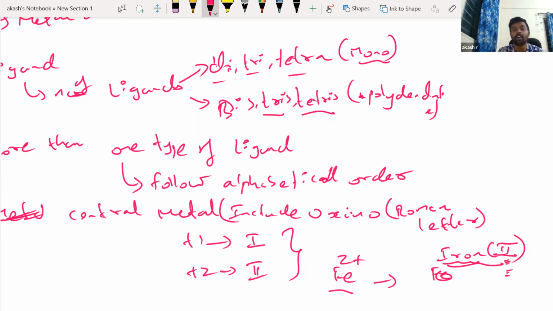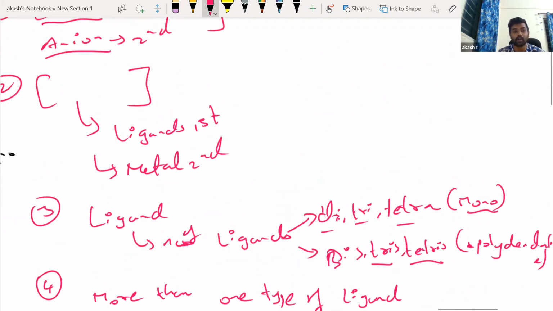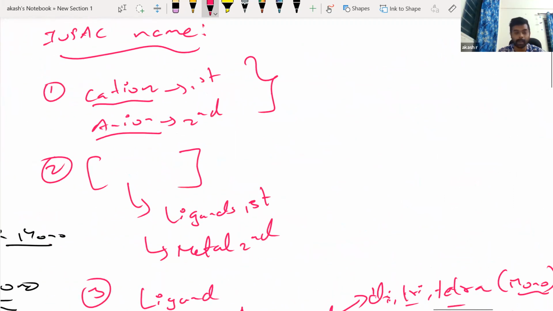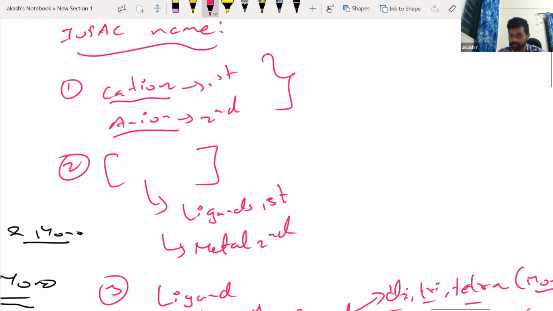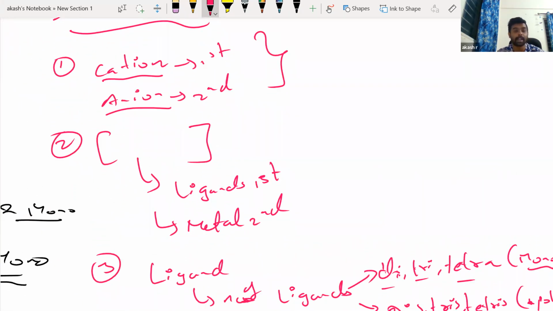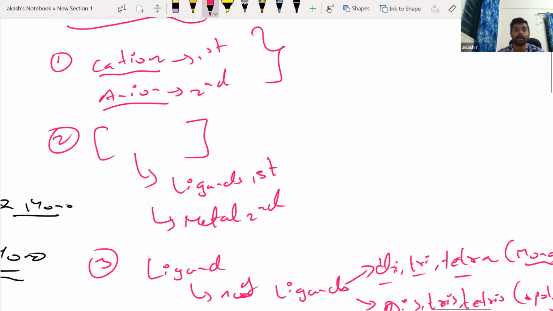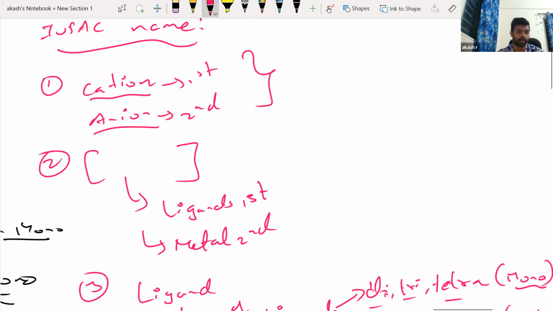So these are all the points which we have to follow in writing the IUPAC name of a coordination complex. First and foremost, we have to name the cation first, then the anion. It doesn't matter whether it is the coordination complex or the counter ion, whatever it is, first the cation, then the anion. One more thing I forgot.